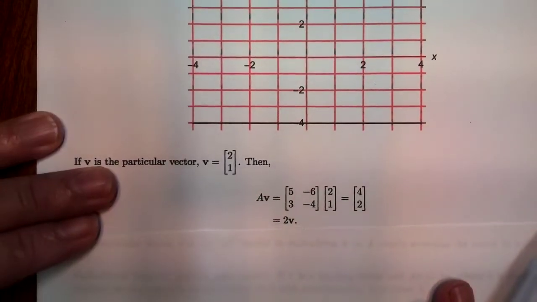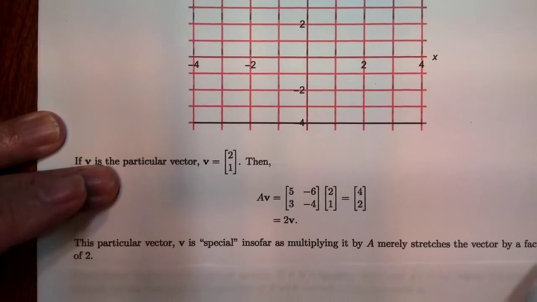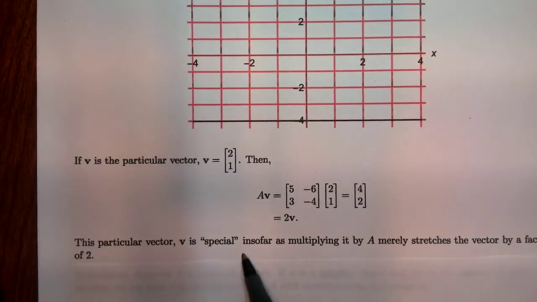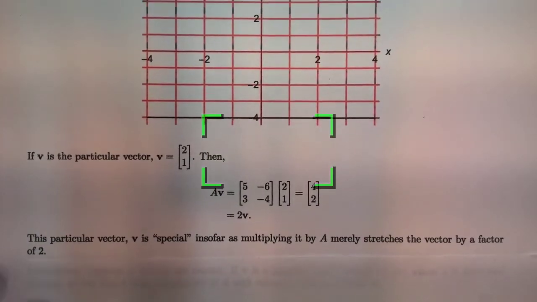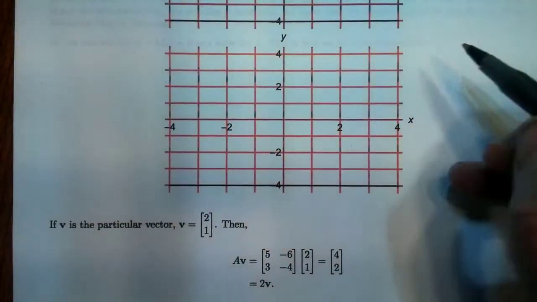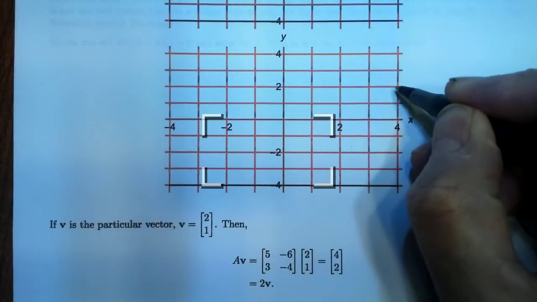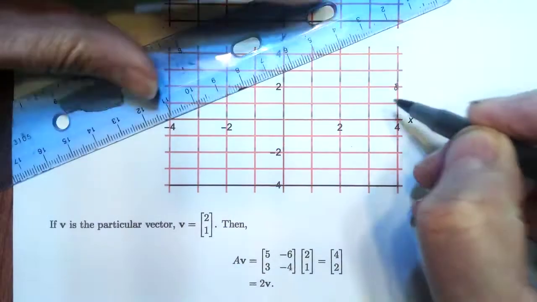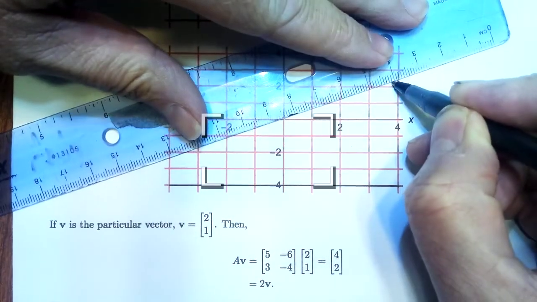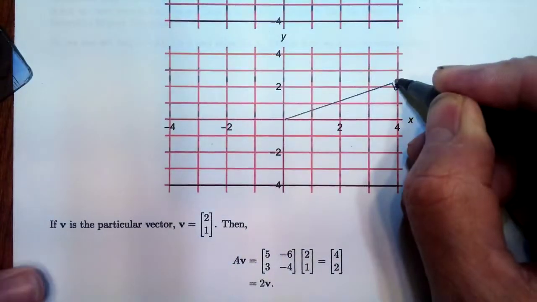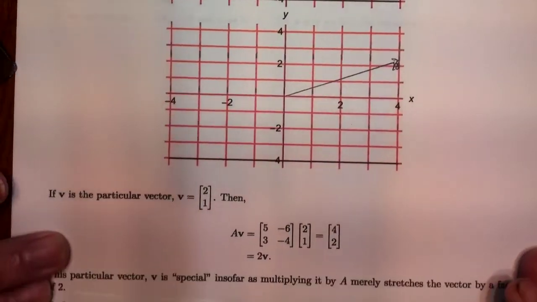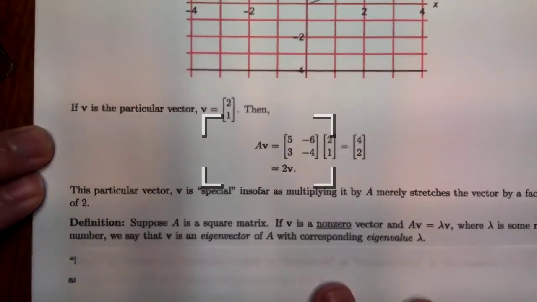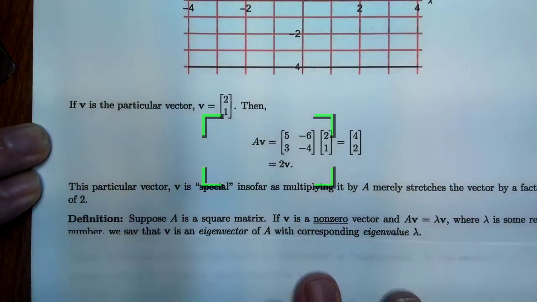But that's merely twice V. This particular vector V is special. I chose it to be special insofar as multiplying it by A merely stretches the vector by a factor of 2. So the output would look something like this. All we've done is we've taken the vector V and we've stretched it by a factor of 2. So that's really what an eigenvector is.